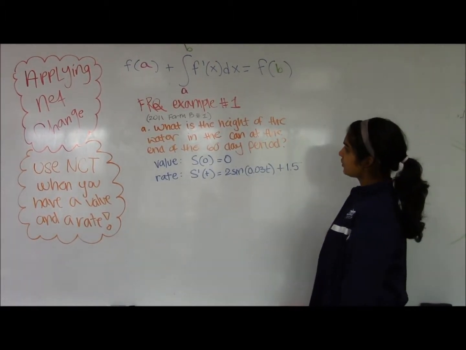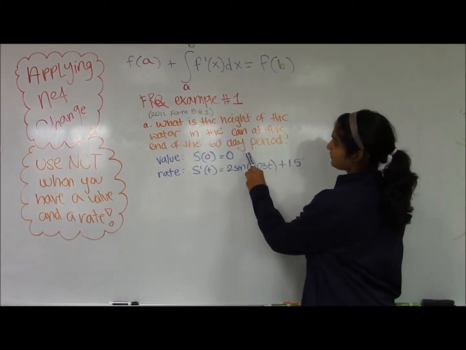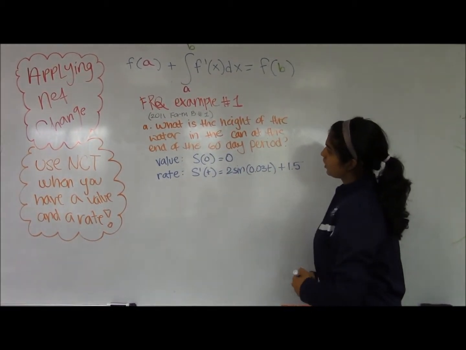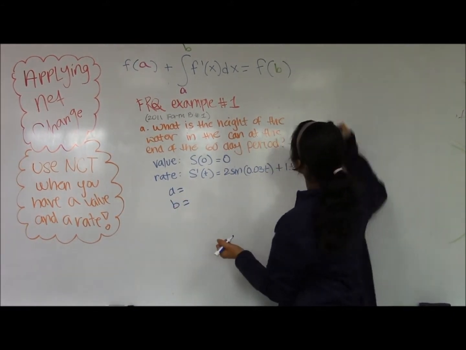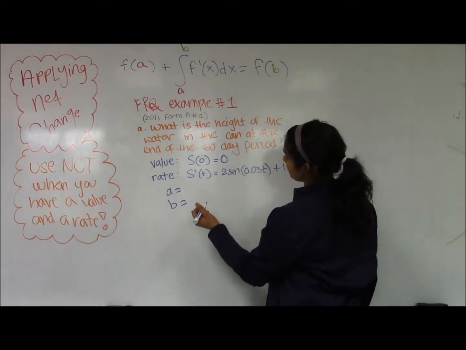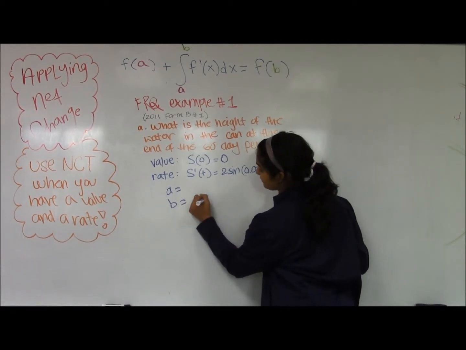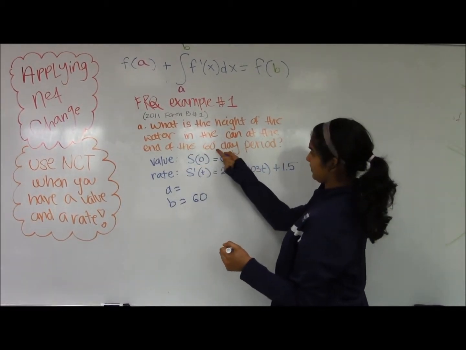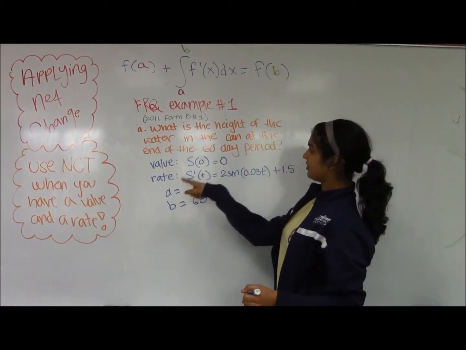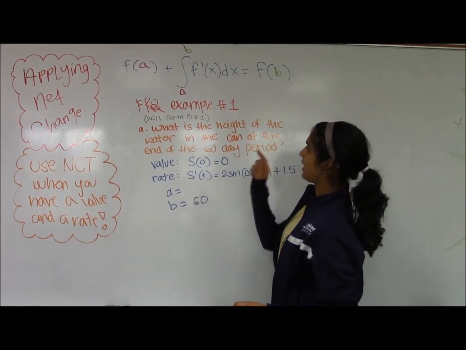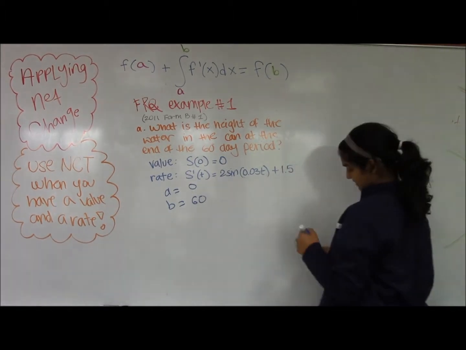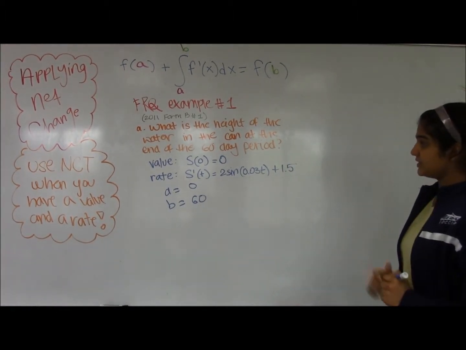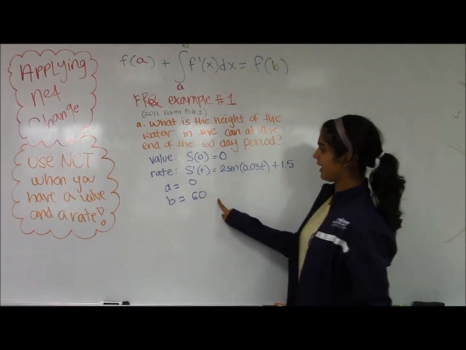And it's asking you what is the height of the water at the end of the 60-day period. So you know that b, which is the end of the bound, will be 60 because it said at the end of the 60-day period. And you know that the bound on the left side is going to be 0 because it said that the water at time t equals 0 is at 0. So you have your bounds right here.